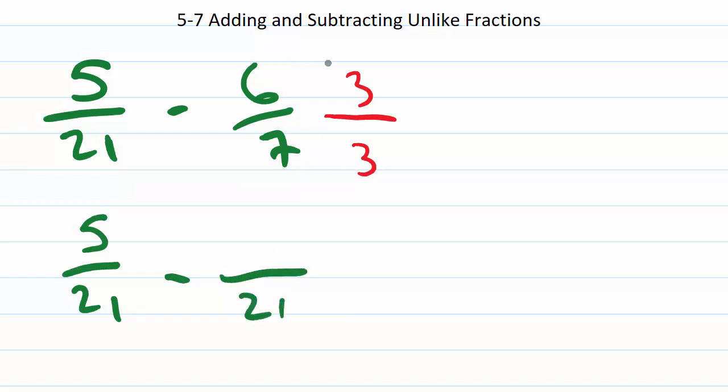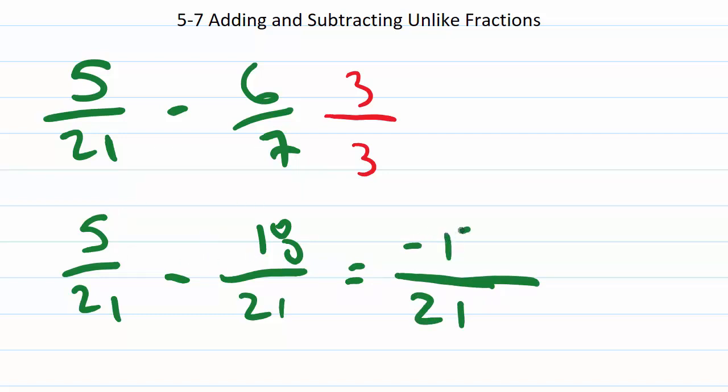So now I have 5 over 21 minus, 7 times 3 on the bottom is 21, 6 times 3 on the top gives me 18. So I have 5 21sts minus 18 21sts. Remember, the denominator stays the same, and I just subtract the numerators. 5 minus 18 is negative 13. Again, the more practice you get with these, the more efficient you're going to be able to do them.